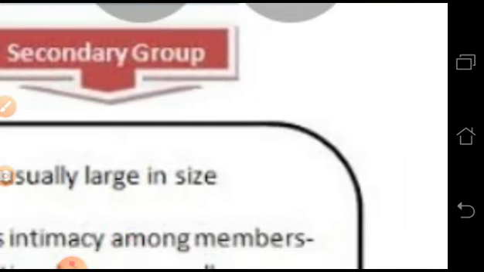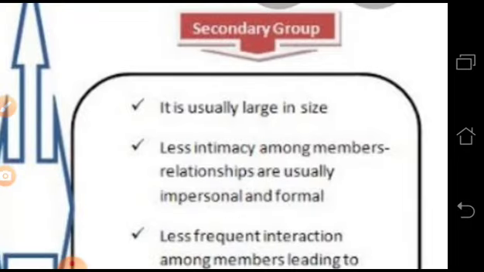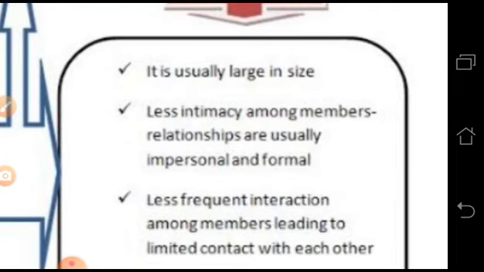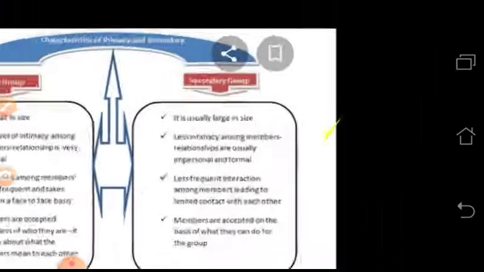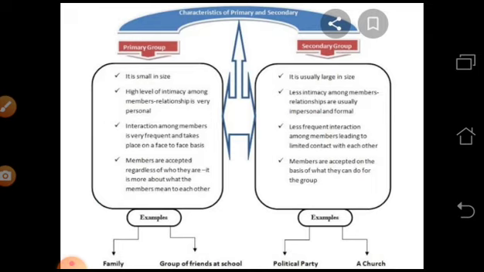Let's see what these secondary groups are. Secondary groups are usually large in size. In terms of size, a primary group is small in size, whereas a secondary group is large in size. There is less intimacy among members, and relationships are usually impersonal and formal. In the primary groups, the relationships were very personal and informal, not formal. But in the secondary groups, you can see it is formal. There are formal relationships.